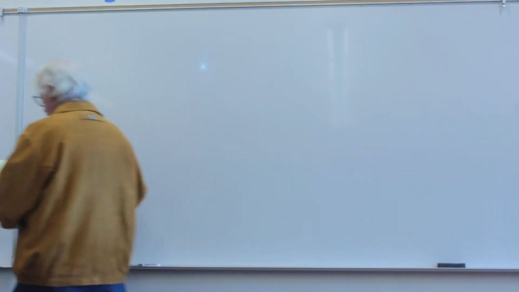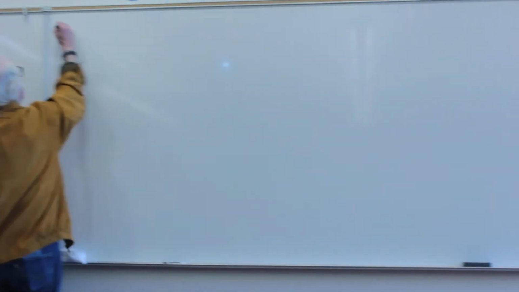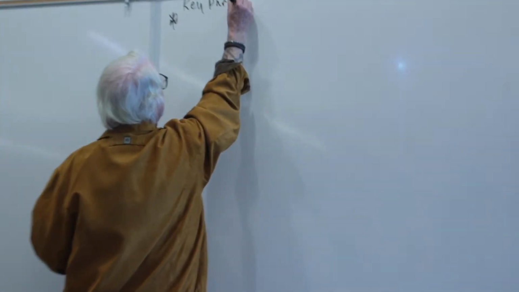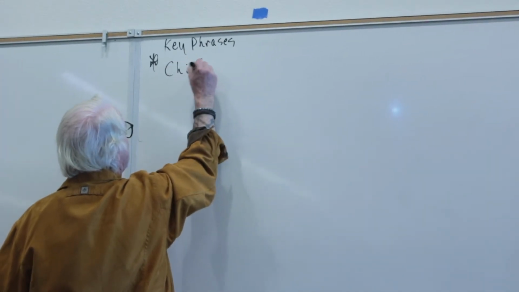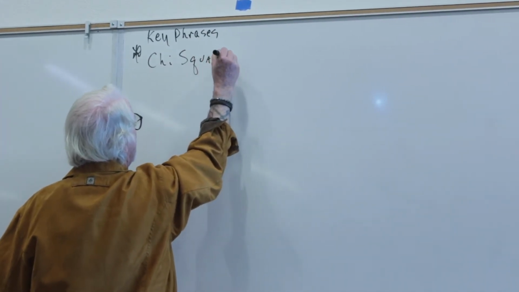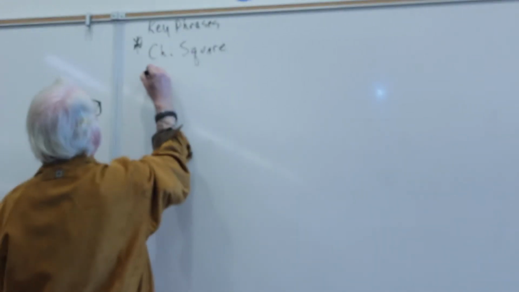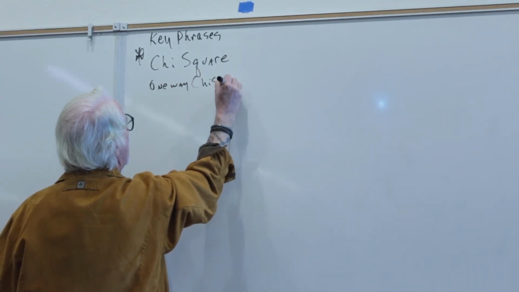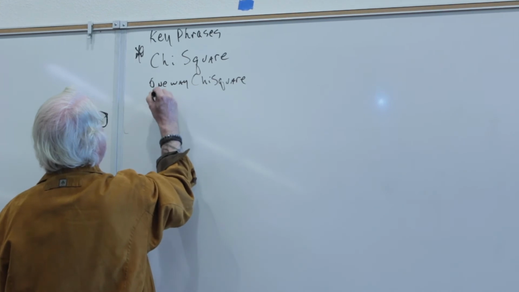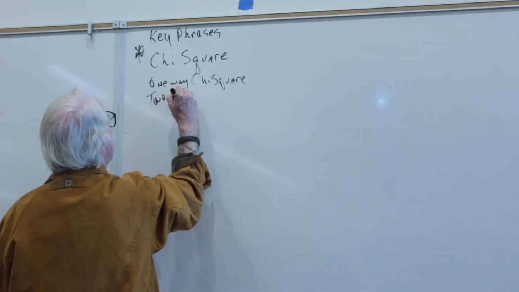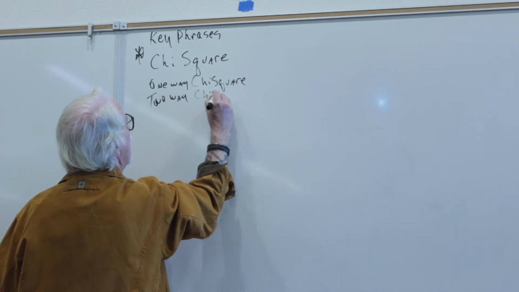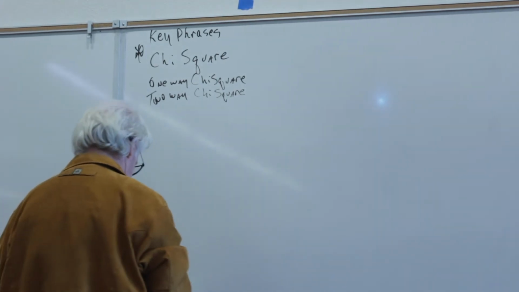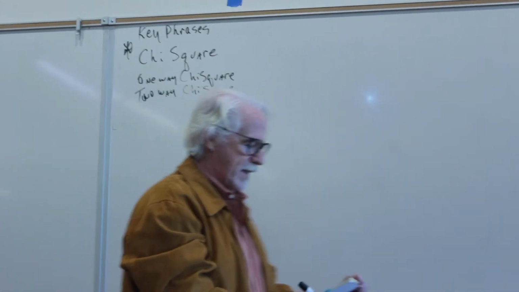So, I'm going to give you your key phrases, right? The key words. Chi-square. One-way chi-square. And two-way chi-square. All right, so here we go.